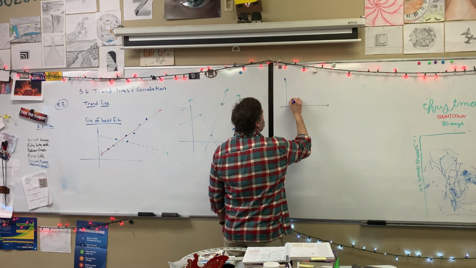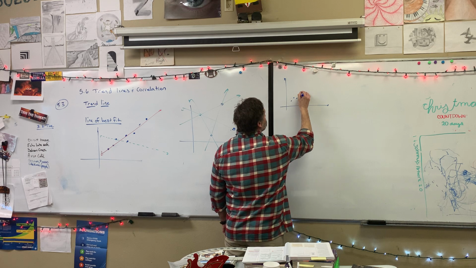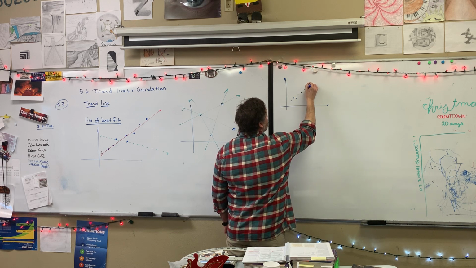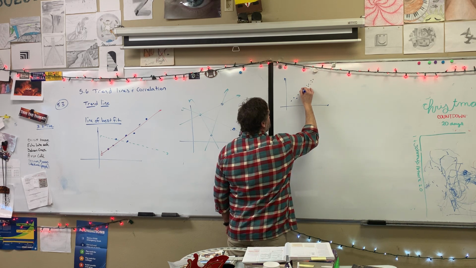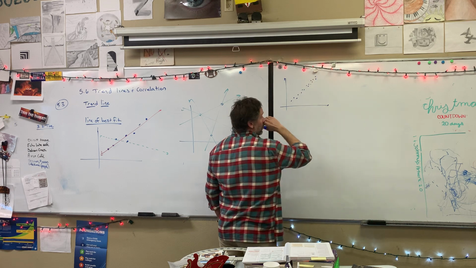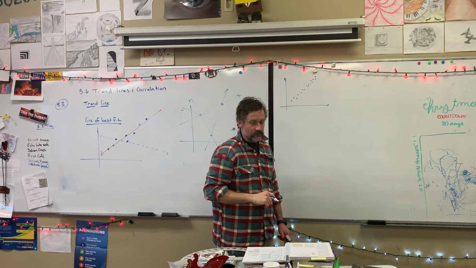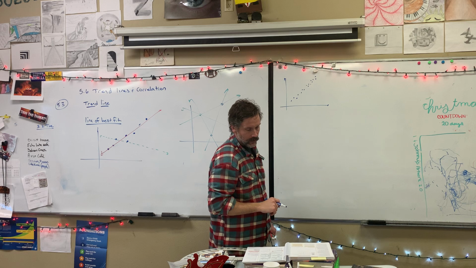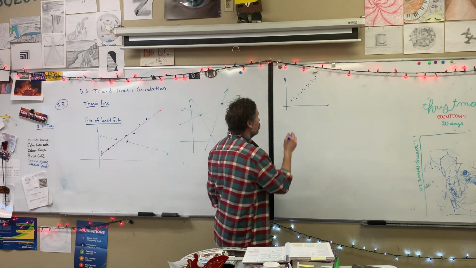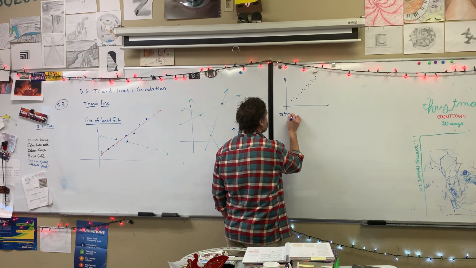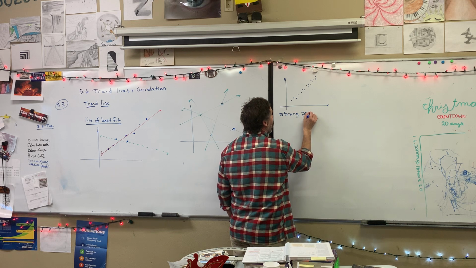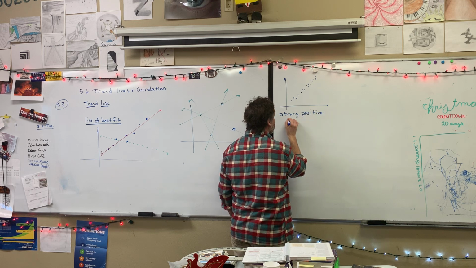So if I have data and it looks something like this, a bunch of points like this, graphed, this is what we would call a strong positive correlation. So this is a strong positive correlation.